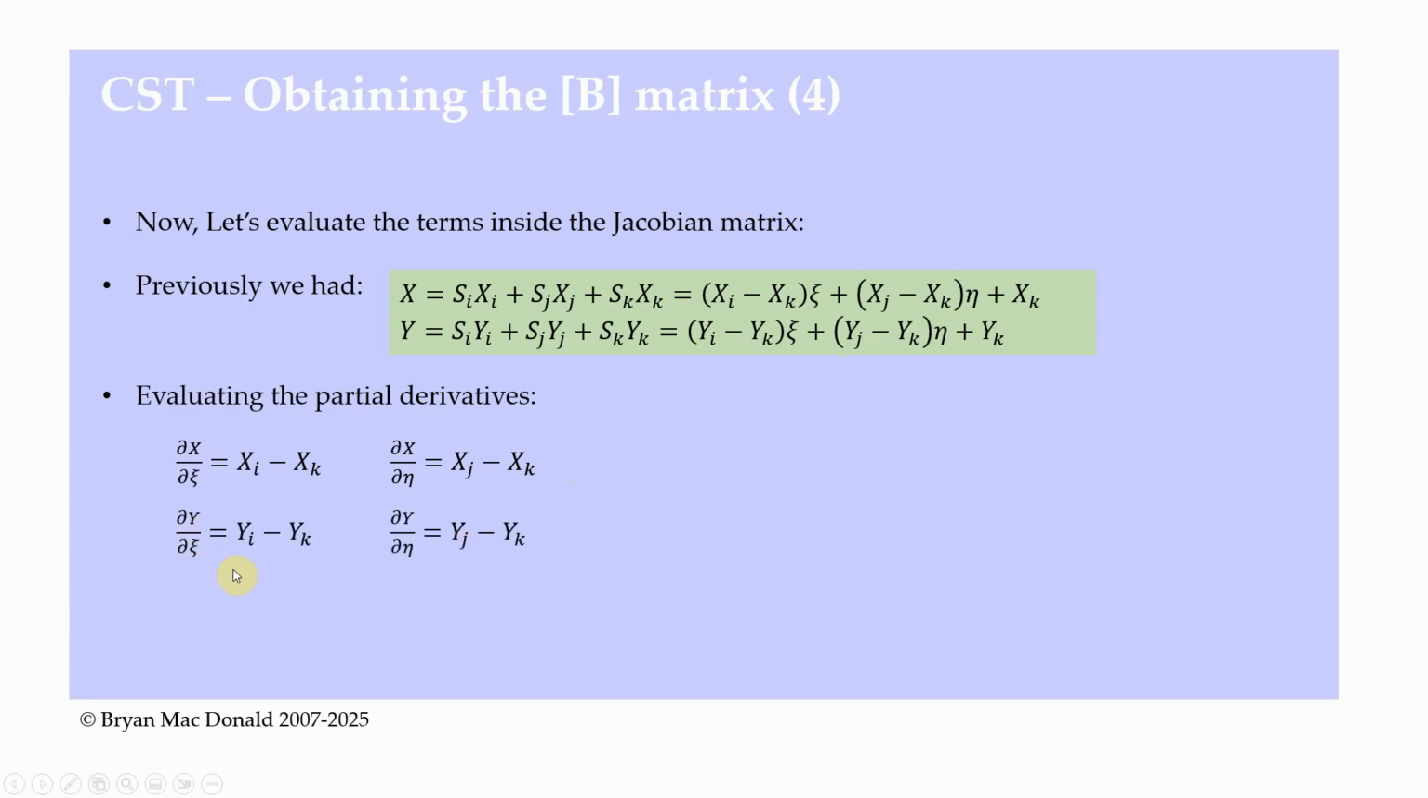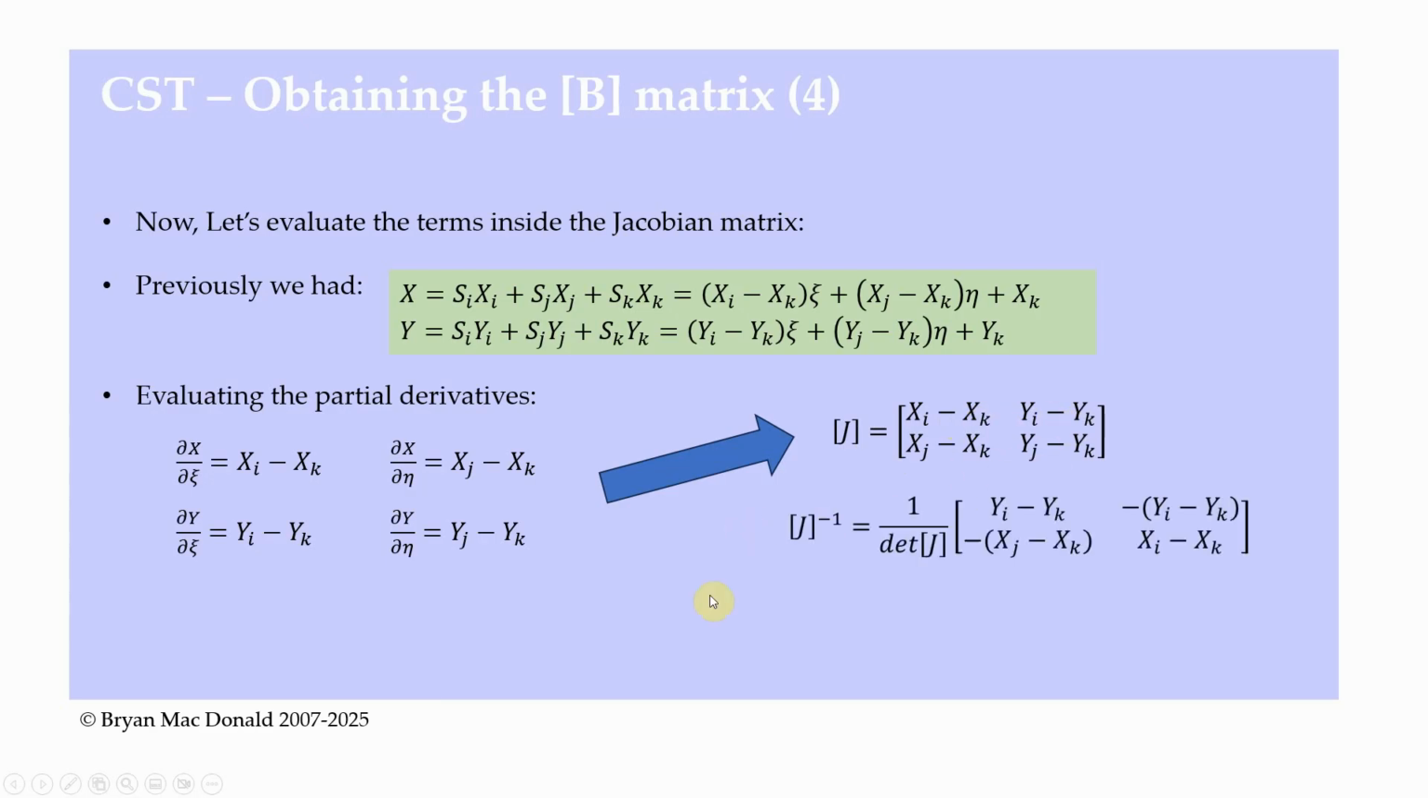So the differentials of x with respect to xi and eta, and y with respect to xi and eta, are just based on the coordinates of the nodes. Remember xi and xk, yi, yk, yj, they're just the coordinates of the nodes i, j and k. And we'll know the coordinates of those nodes by defining our element. So now we can rewrite our Jacobian, and instead of having these differentials, we can have really specific things in here. We can say the Jacobian is now just xi minus xk, yi minus yk, and so on.